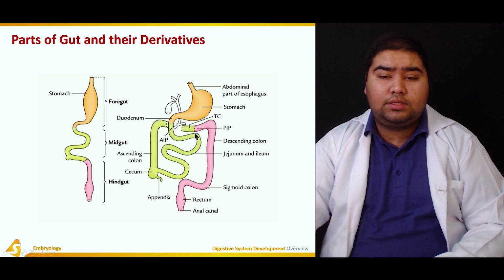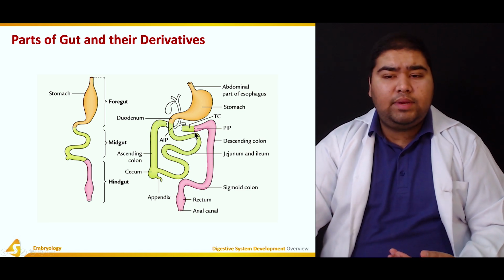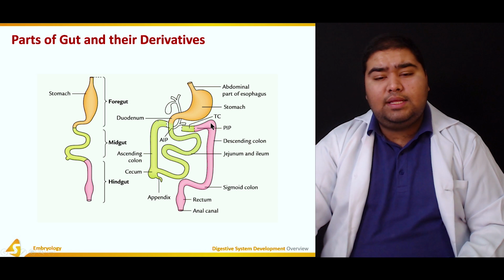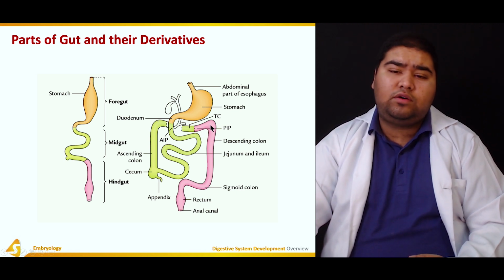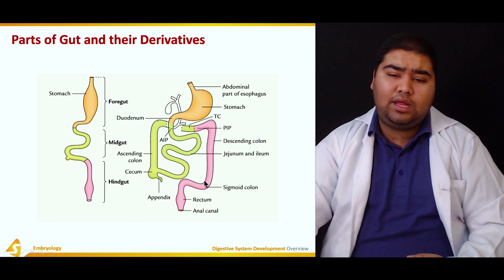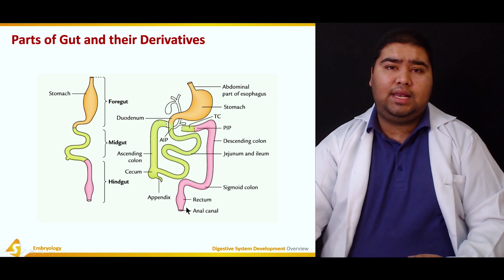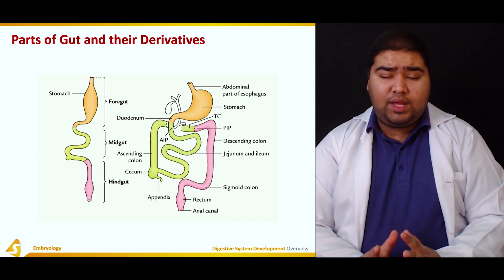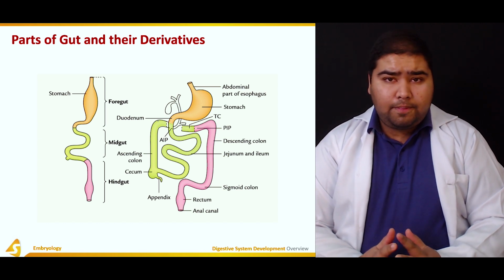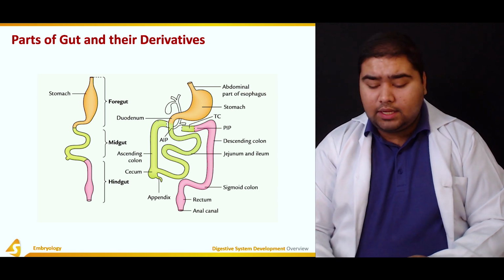Then this is the hindgut in pink. This is the posterior intestinal portal, the communication between the hindgut and the midgut. And here we can see the hindgut is forming the terminal portion or the distal 1/3 of the transverse colon, the descending colon, then the sigmoid colon, rectum, and the upper half of the anal canal. So this was all about the derivatives that were formed from the various sections of the digestive tract.